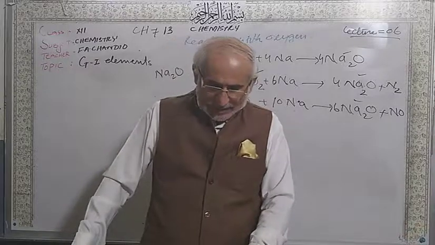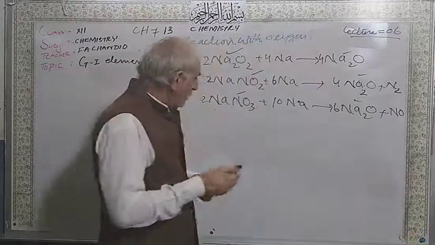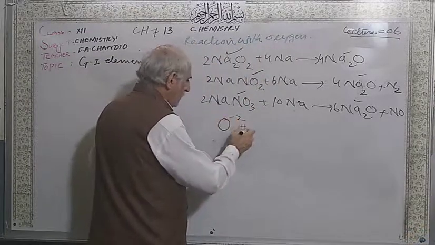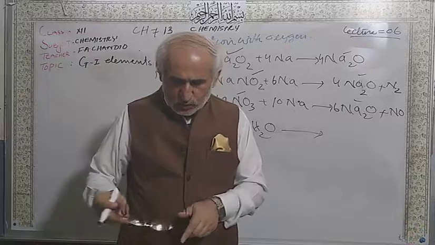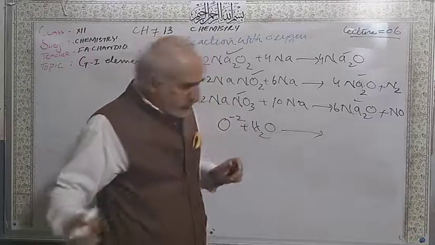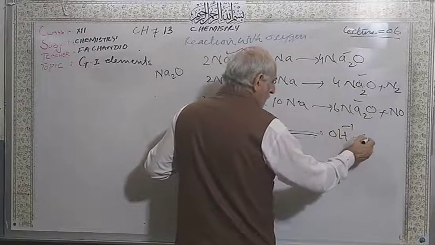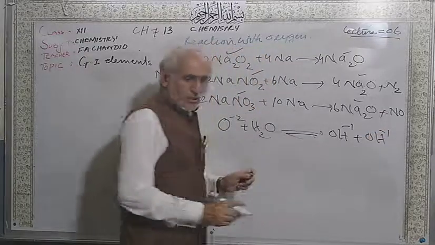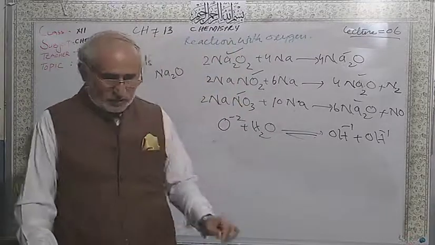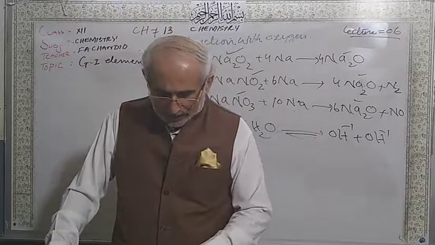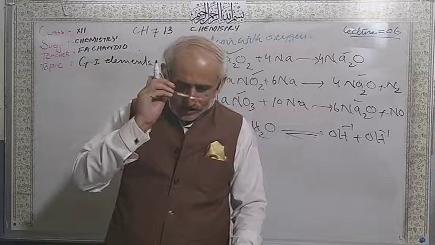Now properties. Normal oxide, I told you, has a -2 charge. This is a normal oxide and it is changed into hydroxide. Yes, a reversible reaction. This is what is written here in the book. Normal oxide reacts with water to form hydroxide by proton exchange.